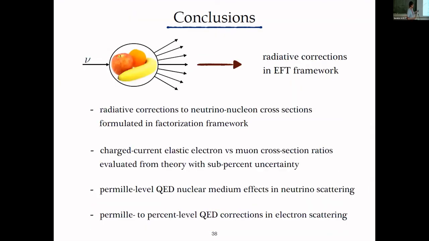Now to summarize, I described radiative corrections to neutrino nucleon scattering in the factorization framework. This framework has allowed us to provide a very precise prediction of radiative corrections compared to leading order cross sections, and especially, what's important, for electron over muon flavor ratios. And we have formulated the QED nuclear medium effect and have found just very small, up to per mil level effects in neutrino scattering, but per mil to percent level effects in case of electron nucleus scattering.